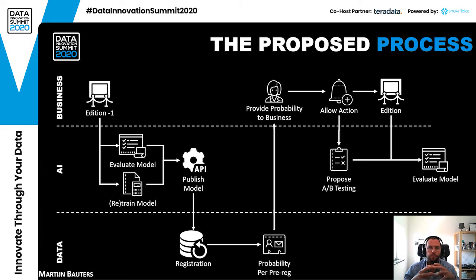So the proposed process that we anticipated when we were building this solution is threefold. You have a part on the business side, a part on the AI side, and a part on the data side. What we call an edition, an edition minus 1, is a previous edition for us. The edition is a part of an event. So the Data Innovation Summit is an event for us, and Data Innovation Summit 2020 will be the 5th edition of that event.